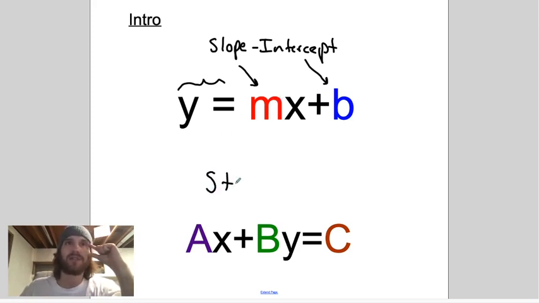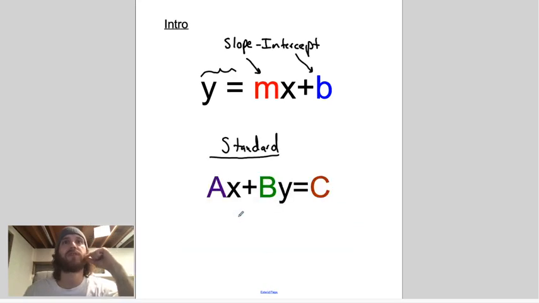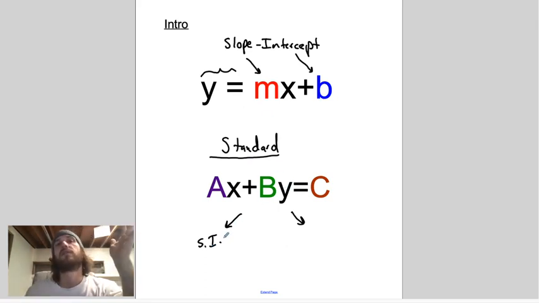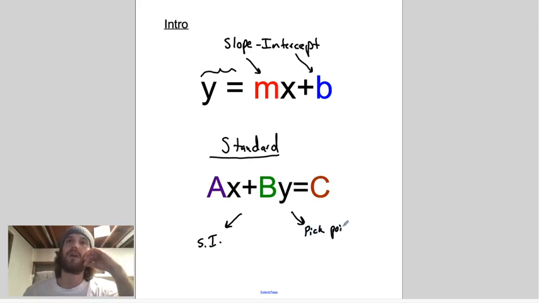Down here is standard form. Doesn't get much more exciting than standard form. It's my old fallback. You learned two methods for graphing standard form. The first method was to turn it into slope-intercept form. So you turn it into slope-intercept form, you solve for y, and then you go ahead and graph. The other way was to pick points. You pick points and solve for the other coordinate and plot those points.